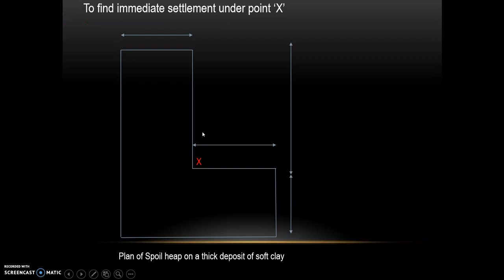Now if we are asked to find immediate settlement under a certain point, for example, here the plan of a spoil heap on a thick deposit of soft clay is shown. And we need to find out what is the immediate settlement under the given point X. The length and the width of each section will be given.